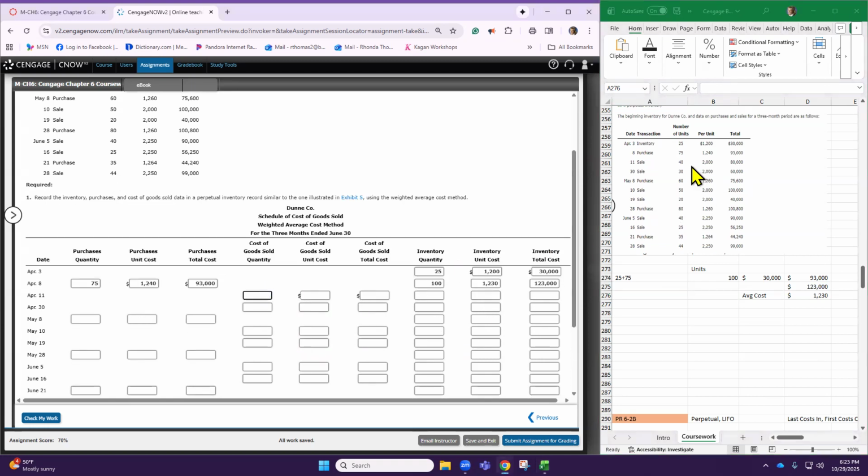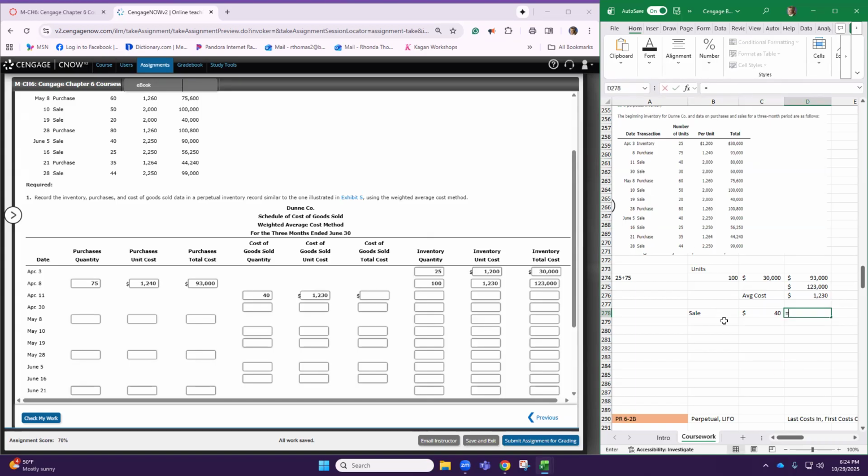Now we're going to sell. We're going to sell 40 units, and they cost $1,230. So 40 times $1,230 is what we want. Now be careful. This is the sales price, 2,000, 2,250. So you do have to be careful of what you're using. All right, so the 1,230 is a sale of 40. So I'm going to put sale of 40.